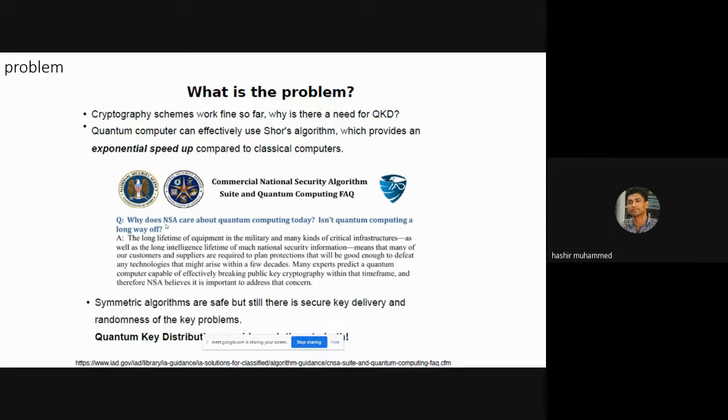You can hear a lot of news about quantum computers getting improved, and there are predictions that by 2029 there will be a quantum computer that can solve these difficult mathematical problems. It includes the security generated by the RSA algorithm. So this is a threat to national security, and to any communication that is meant to be kept secret. Symmetric algorithms are still safe, but the key delivery and the randomness of the key problem still exist.